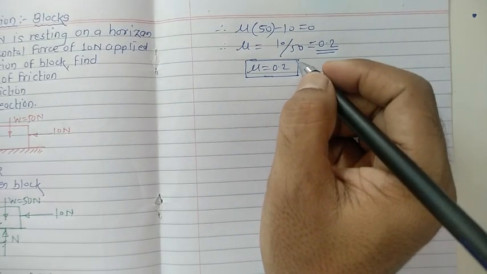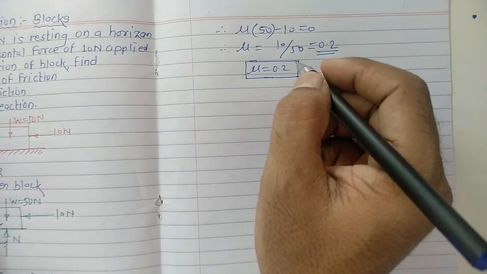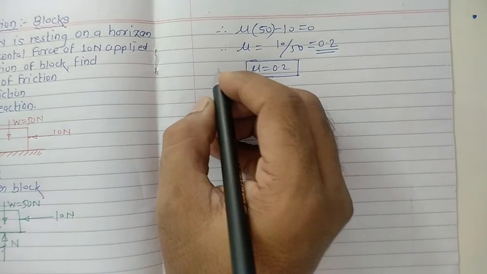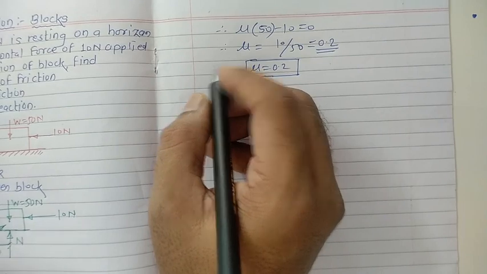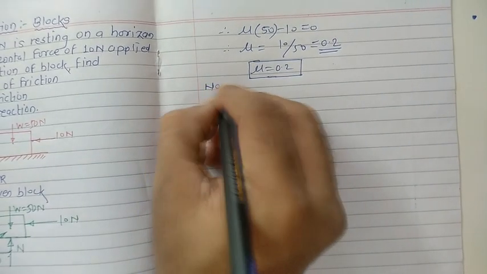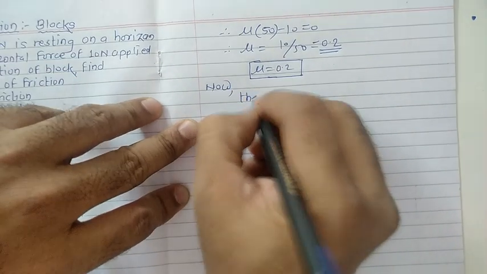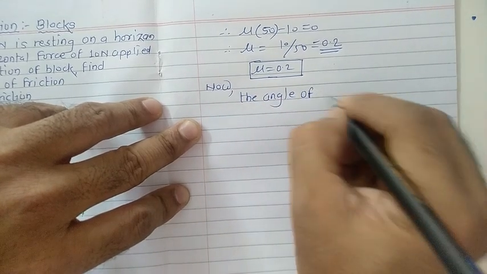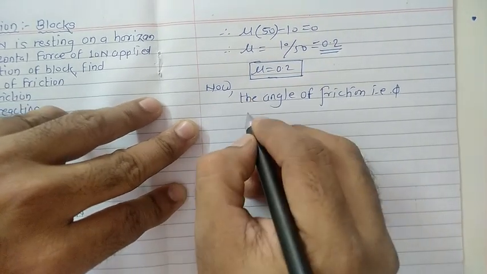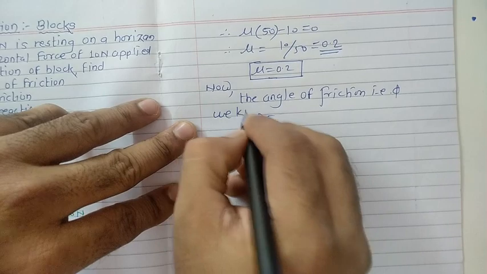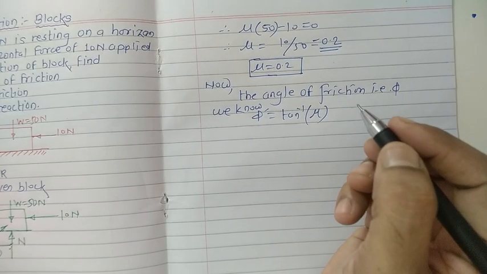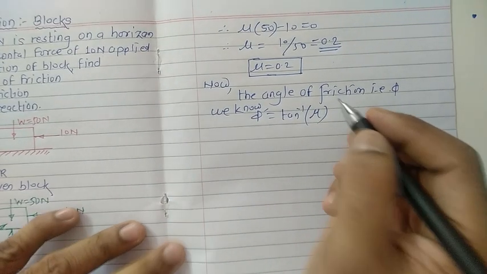Okay, so if you just see, our target is to find the angle of friction, phi. Here we already have the normal reaction and the coefficient of friction. For the angle of friction, we know phi is nothing but the tan inverse of mu. This relation we have already seen during the discussion of the angle of friction topic.